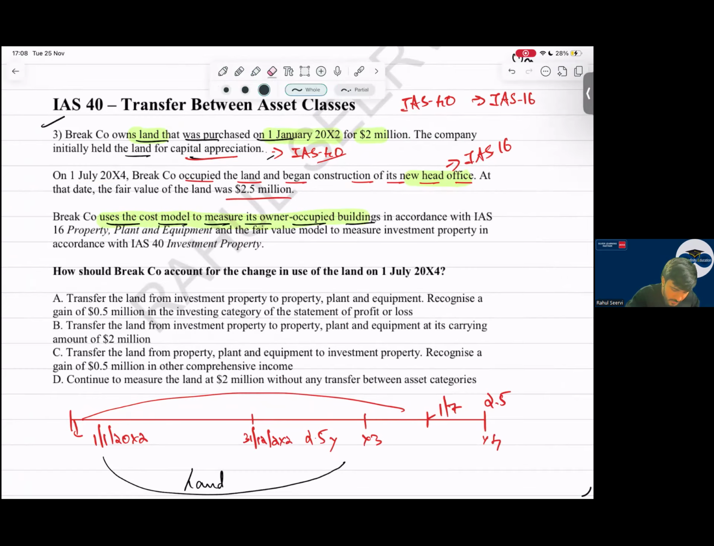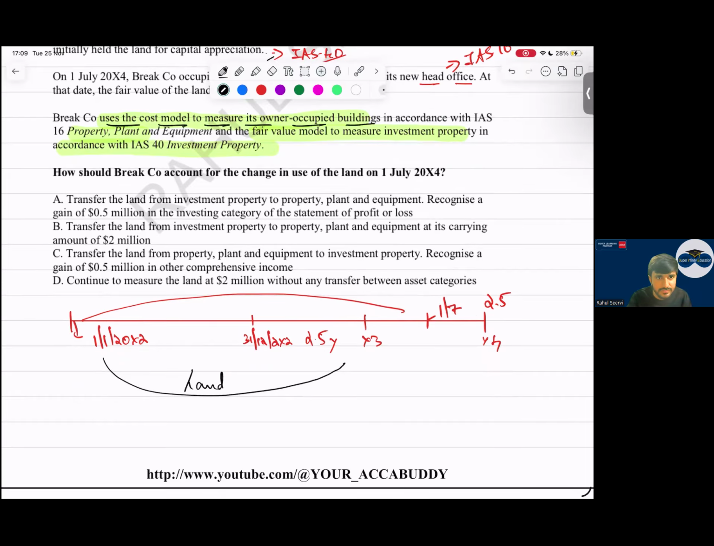So owner occupied property means what? Sir, IAS 16. For IAS 16, we are following the cost model. And the fair value model for investment property. For investment property, we are following the fair value model. So here, if it is the fair value model, we will not charge depreciation. IAS 16 cost model, we charge depreciation. IAS 40, we will not charge. Here it is a land and we will not charge depreciation for land. If it was land and building, we separate the components and record them. But still here it is at fair value, so no depreciation will come into picture.